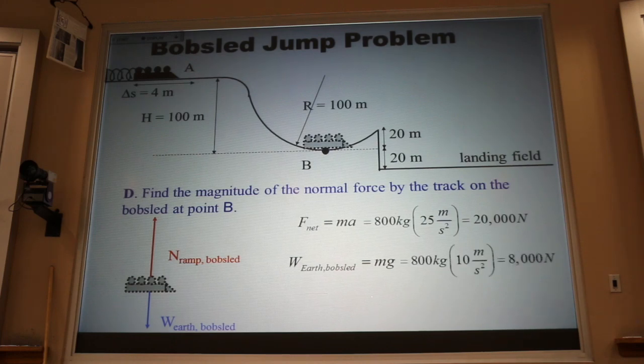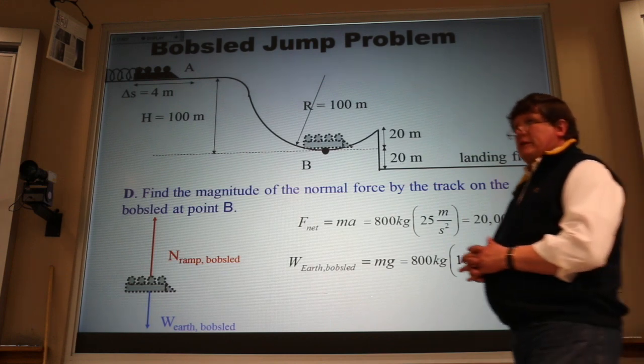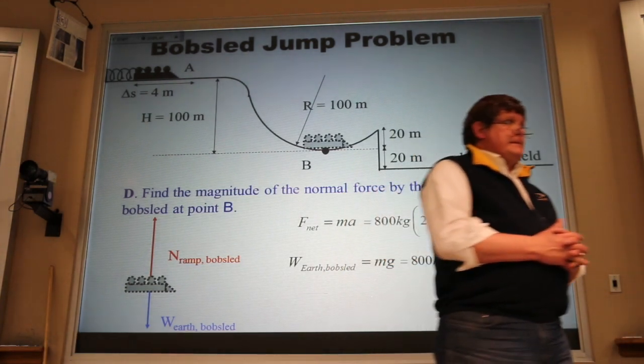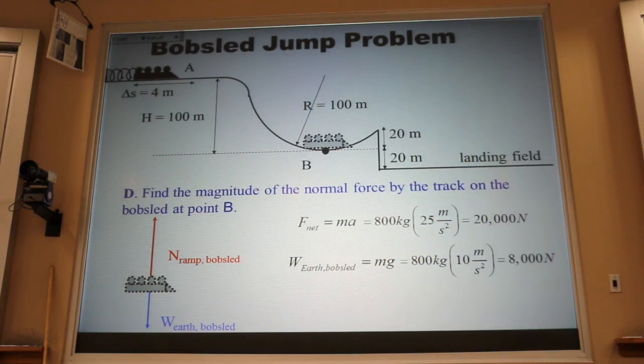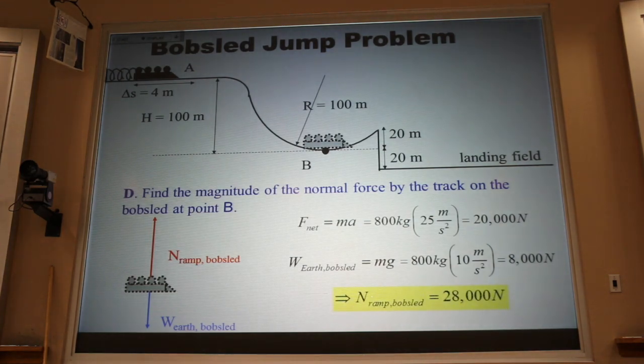So how big does that normal force have to be on the bobsled? Tell your neighbor real quick. My scream up has to be 20,000. Okay, I hope everyone said 28,000 newtons. Good.